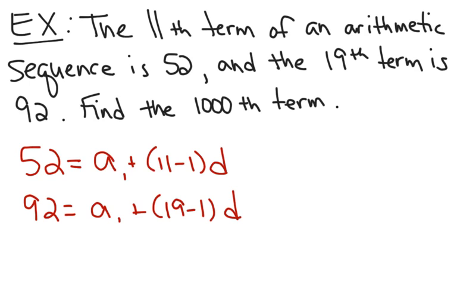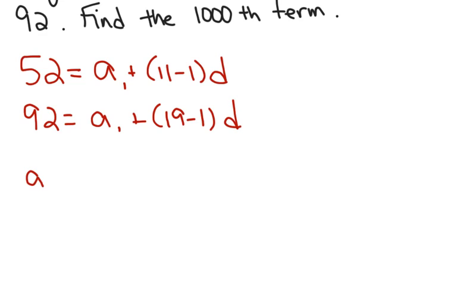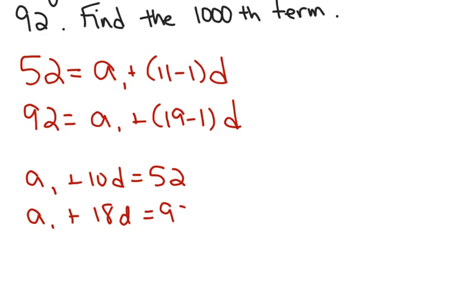What I have here is a system of equations. The 2 equations that I have are a sub 1 plus 10d equals 52, and the second equation is a sub 1 plus 18d equals 92. Now when we solved systems of equations, we had 4 different ways of doing it. The first method was graphing. You could solve both of these equations for d, pretend like they're y, plug them into the graphing calculator, find the point of intersection. But you'd have to play around with the calculator a little bit to figure out where the intersection is.